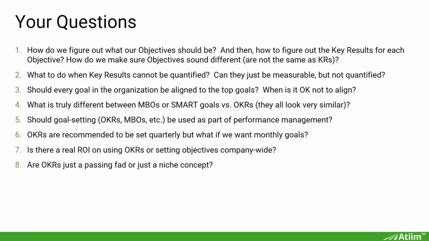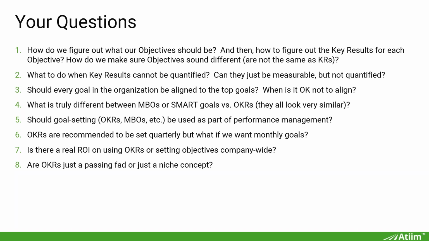So let's do the first one. How do we figure out what our objectives should be? And then how do we figure out what the key results for each of these objectives should be? And how do we make them sound different? I hear this question often, in the sense of, what if the objective sounds too much like a key result? So who can take this one?